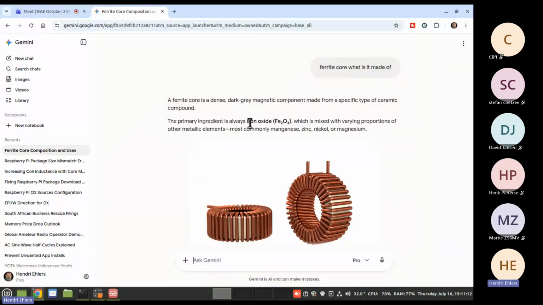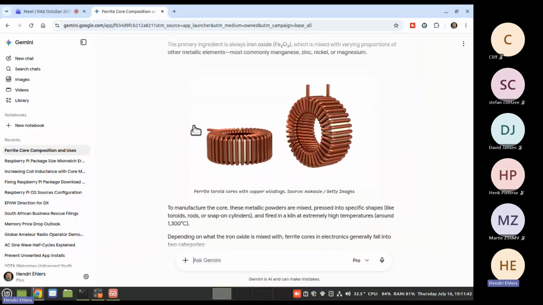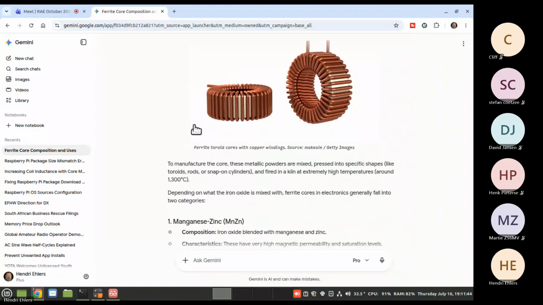Okay, there they say iron oxide, 2 iron and 3 oxygens. And this is the same stuff that they used to put on the cassette tapes, the tape material that goes onto the tape that you actually record the music on. And then they obviously use mixtures to achieve different values.